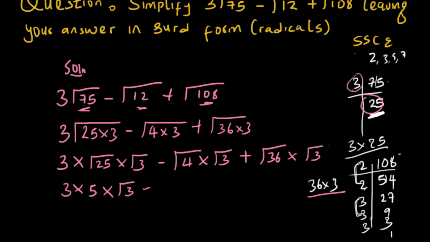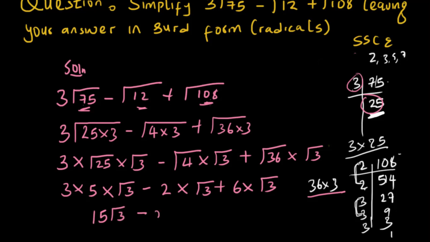root 3 minus root 4 is 2, because 2 times 2 is 4. So we have 2 times root 3 plus root 36 is 6, because 6 times 6 is 36. Then we have times root 3. Do you understand? 3 times 5 is 15. 15 times root 3 is 15 root 3.